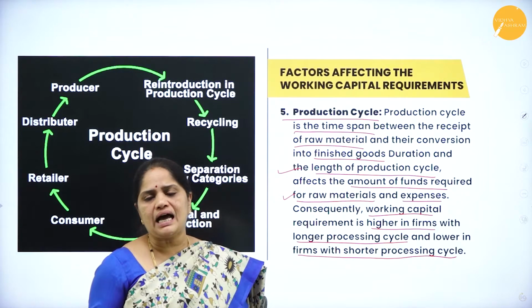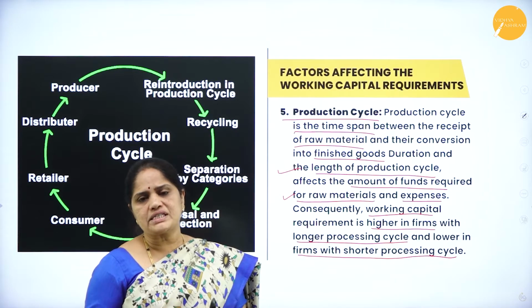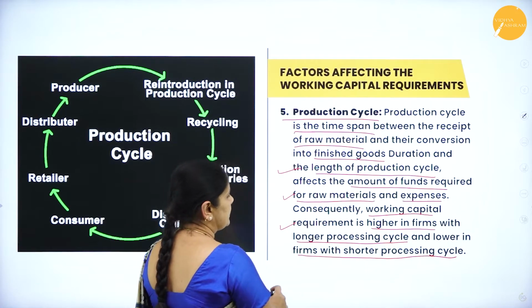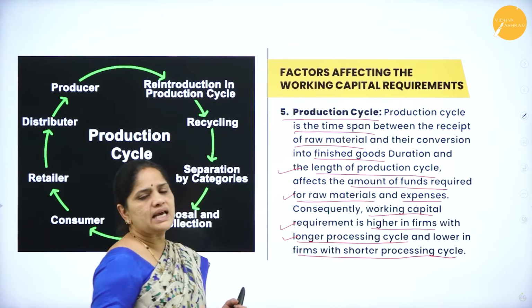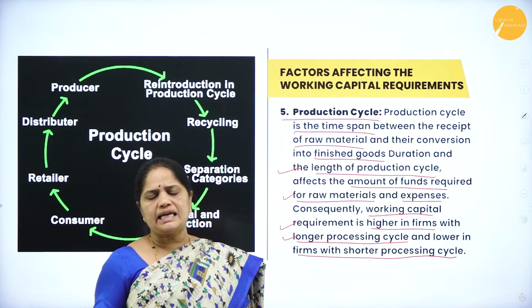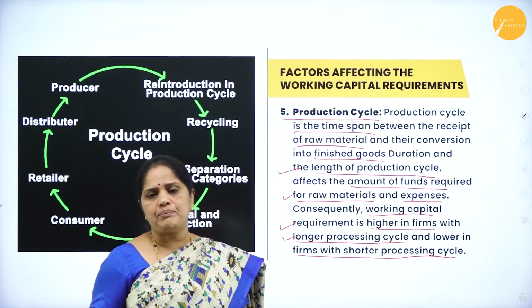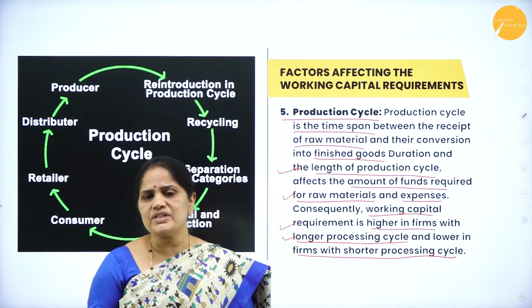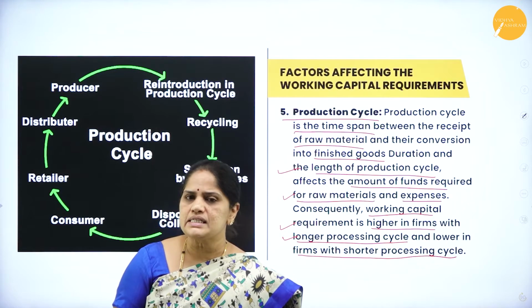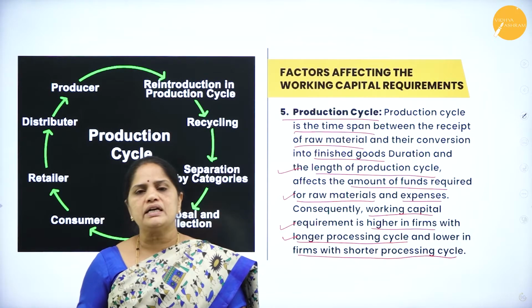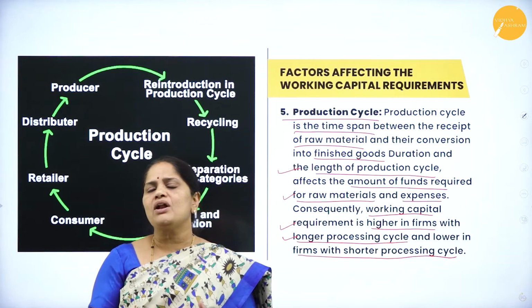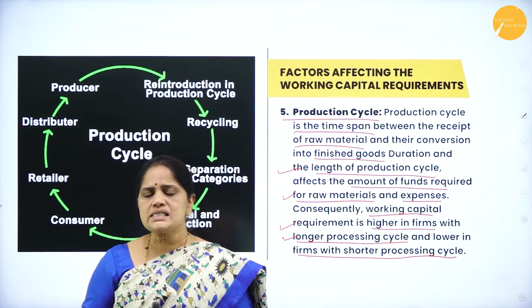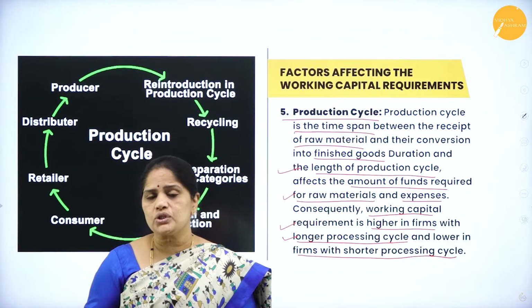So, this will be a very large period and it will decide the fixed working capital requirement of the company. Consequently, working capital requirement is higher in firms with longer processing cycle. So, if you have a very lengthy processing cycle, then you may need more working capital compared to companies with shorter processing cycle. Suppose the raw material is introduced today and within 1 month it gets converted into a finished product, then your funds will not be locked for a very long period. So, within 1 month you can always get it easily converted into cash, and as such the working capital requirement will be lesser for those companies.